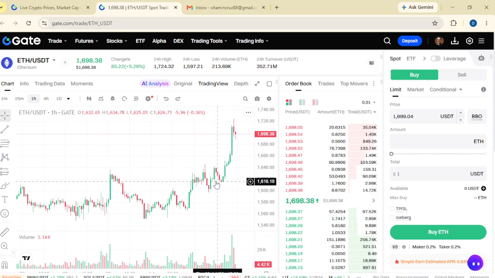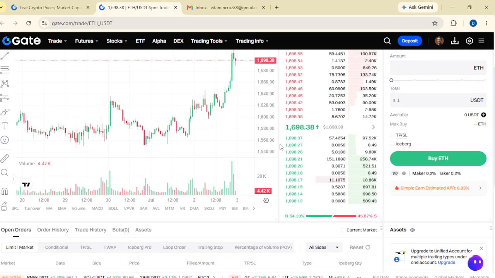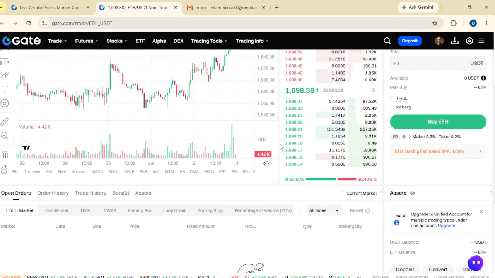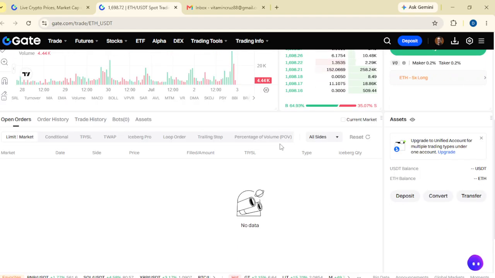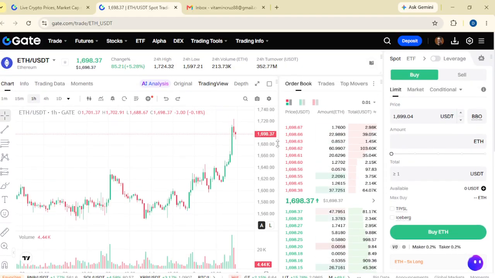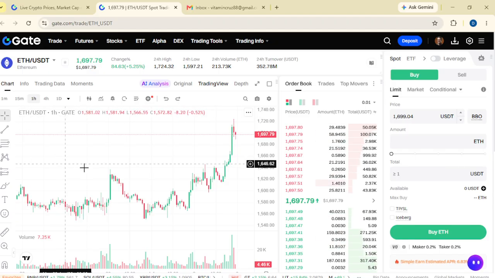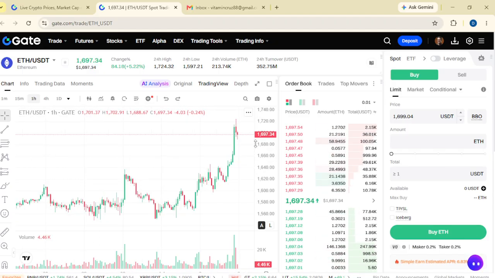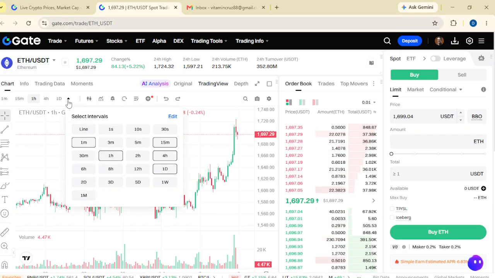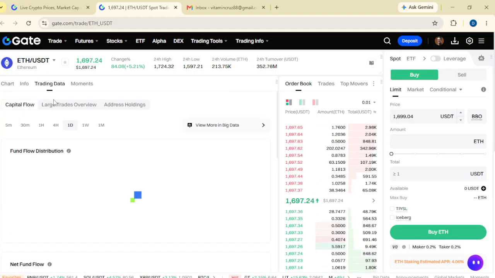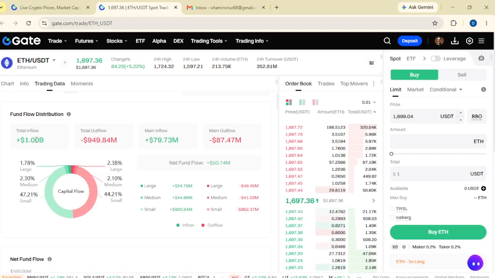Generally, higher trading volume indicates stronger market participation and greater liquidity, while lower volume may suggest less interest and potentially larger price swings due to lower market activity. Remember, trading volume should be used alongside other indicators such as price trends, support and resistance levels, and market news. Looking at volume alone isn't enough to make informed trading decisions, and that's how you check trading volume on Gate.com.